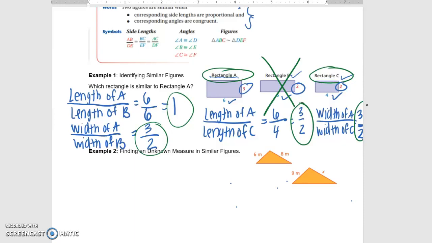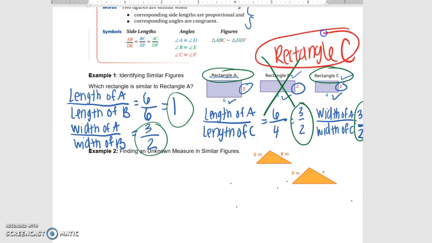So the question was, which rectangle is similar to rectangle A? And you can just put the answer right here. Rectangle C. So your answer would be rectangle C is similar to rectangle A, and then if I were to ever ask you to explain, you would say the reasoning why is because the proportions are both the same on your length and your width.